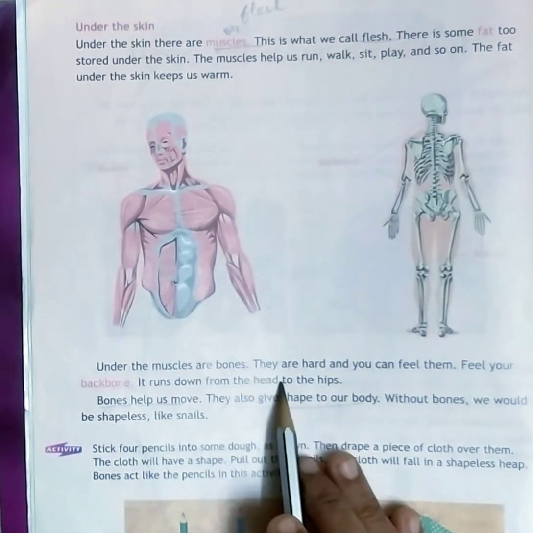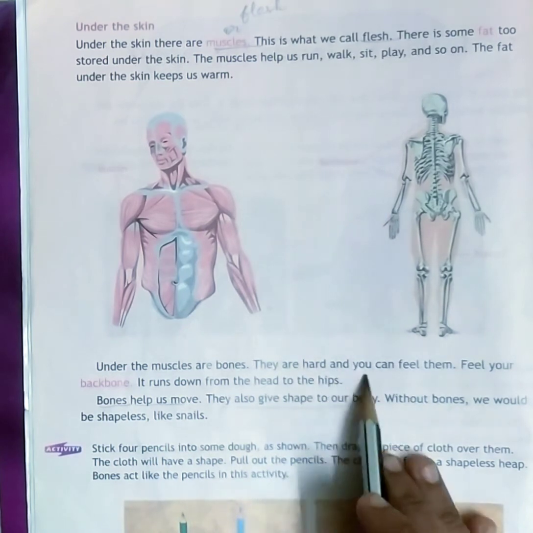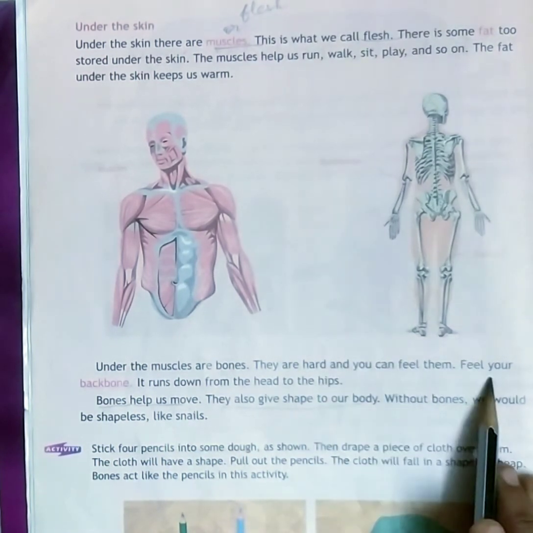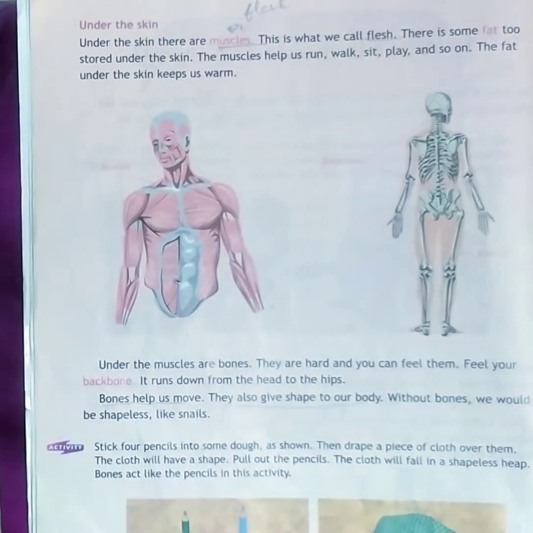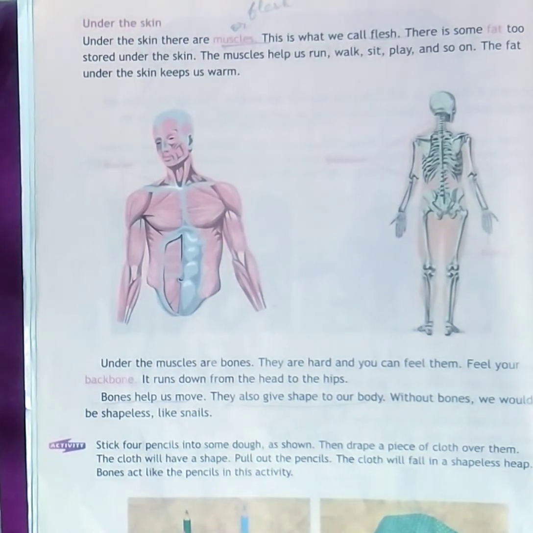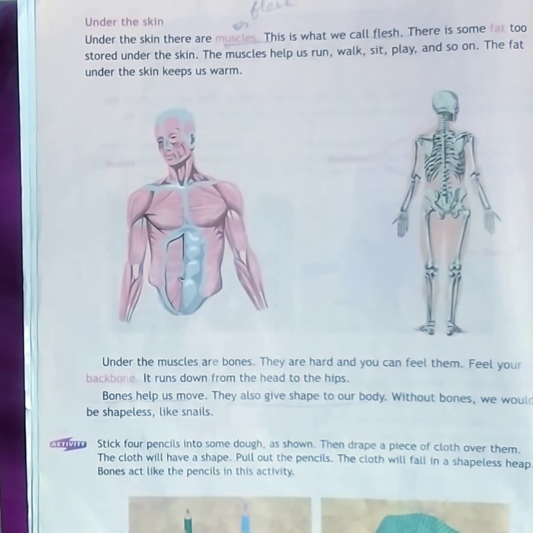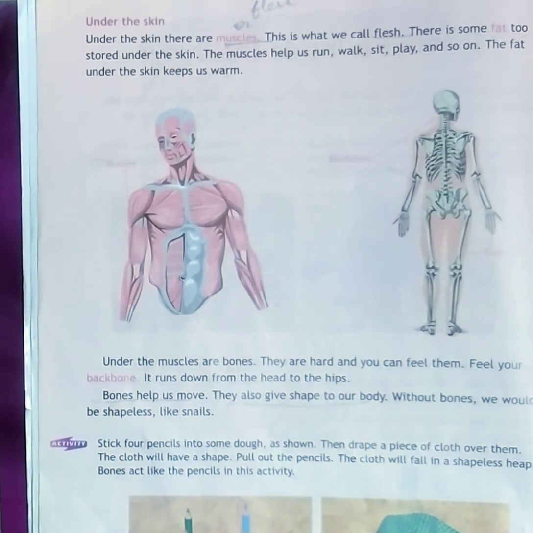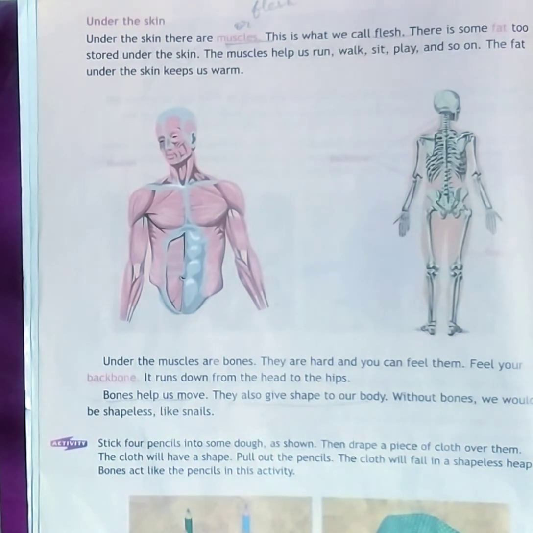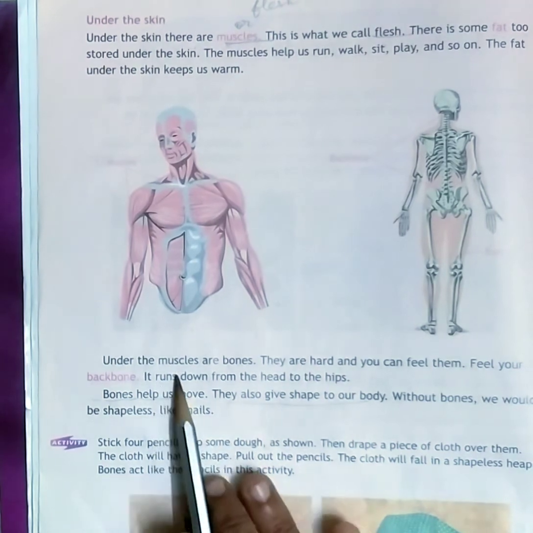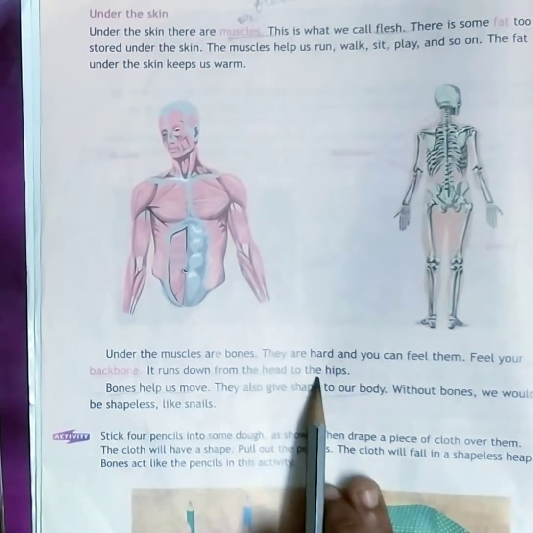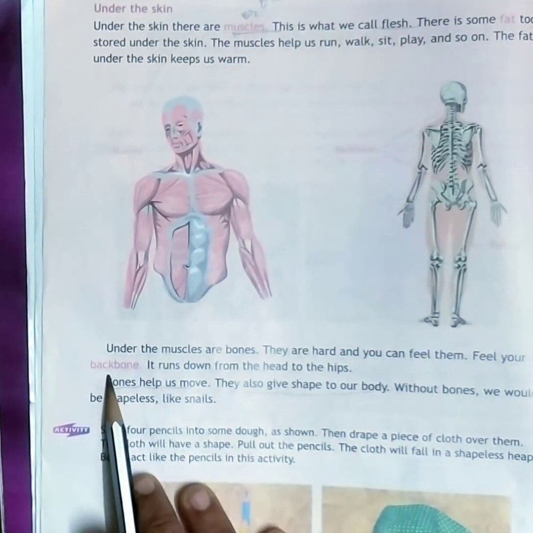And what are bones we have learned? They are the hard substances and you can feel them, okay? Just try it, you can touch the backbone. Where does the backbone lie? On your back, isn't it? It begins from the head and goes down to the hips, okay? Yes, it runs down from the head to the hips. That is called the backbone.